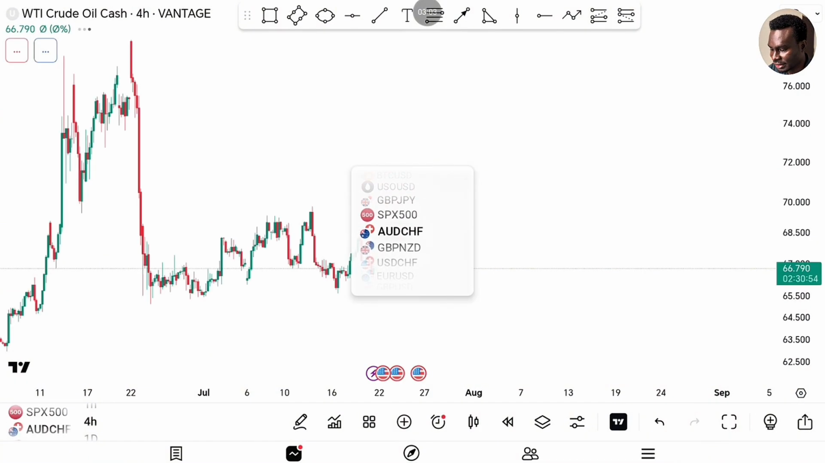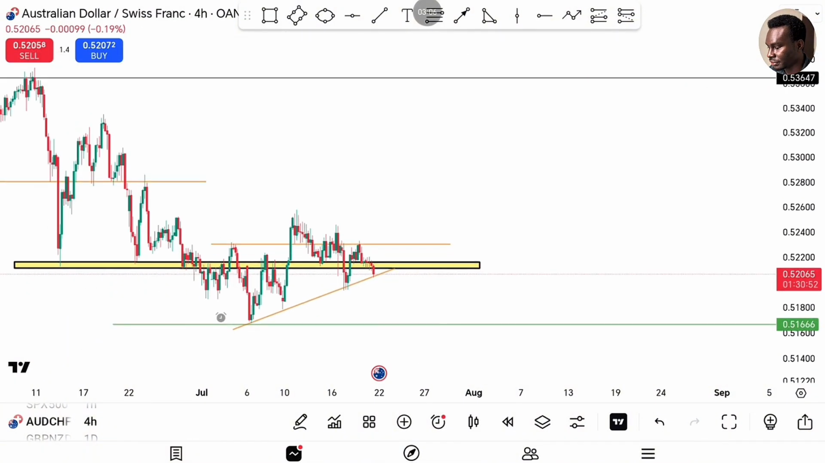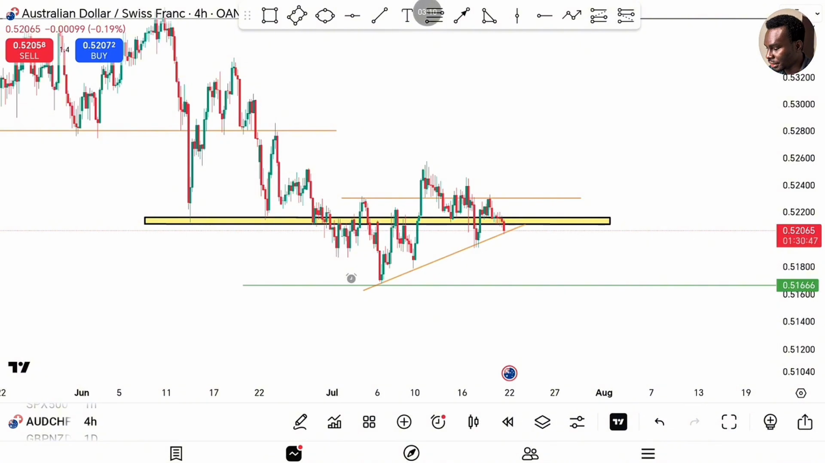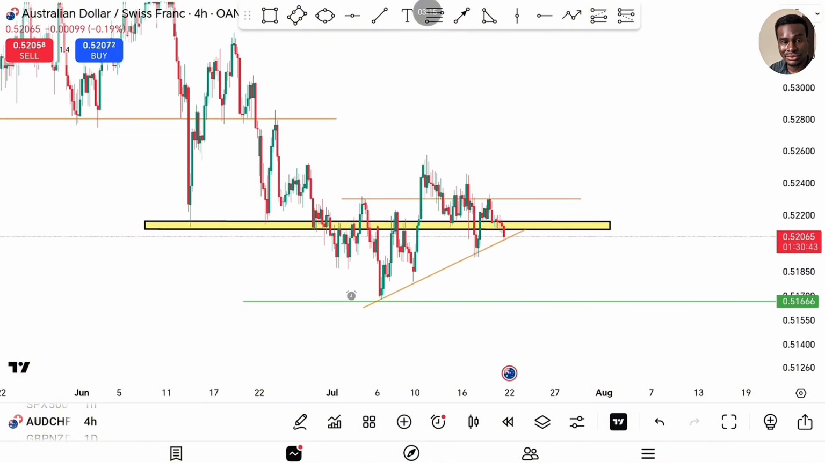The next pair on our list that is giving off a setup is AUDCHF. Now AUDCHF, you can see our current trend line has still been drawn like the previous ones, and AUDCHF is trending to the downside. I only want to take bearish trades. I don't want to take short trades on AUDCHF.